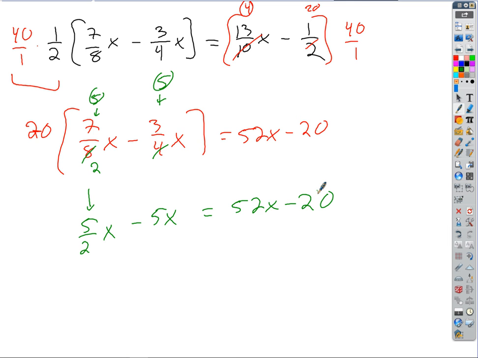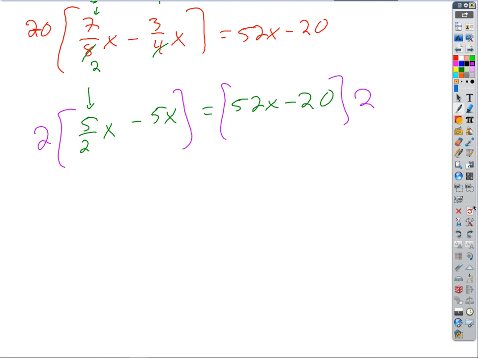Multiply both sides by 2. Sure, that's easy. So 2 over 2, they cancel, right? So I'm just going to get 5x, 2 times 5, 10, 2 times 52, 104. Okay, now it's easy. Just combine like terms and isolate x, right? That'd be no big deal.